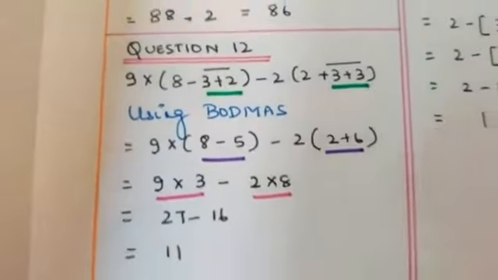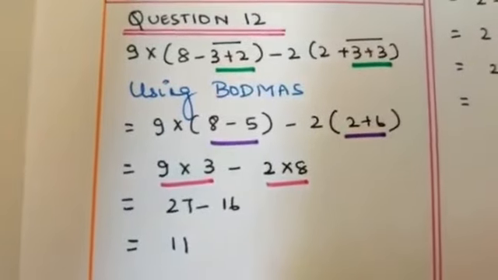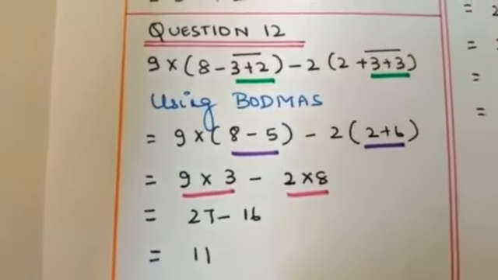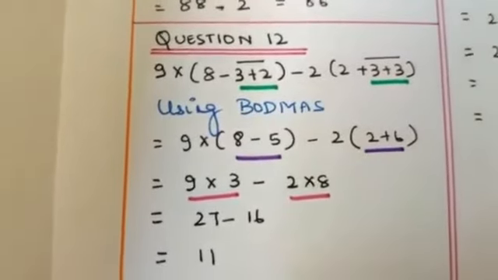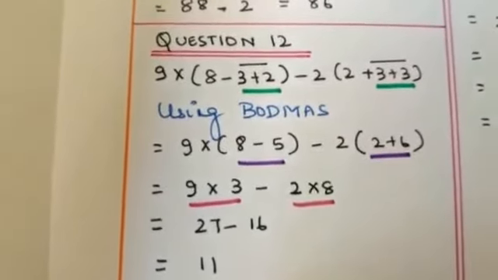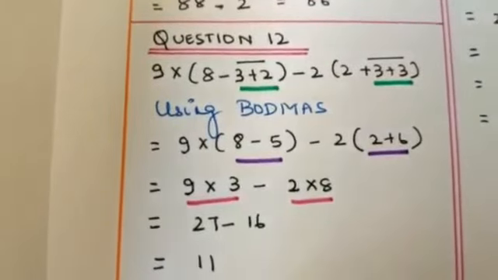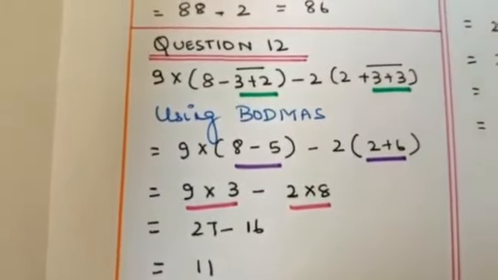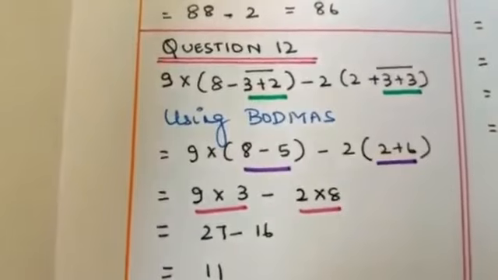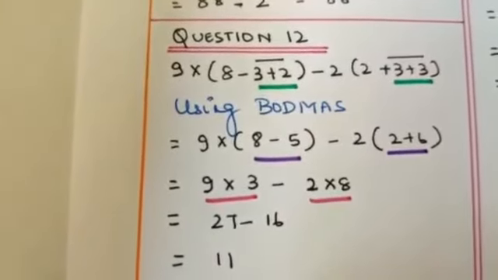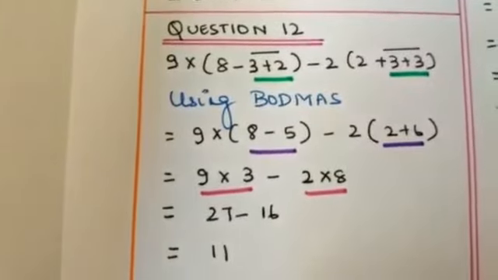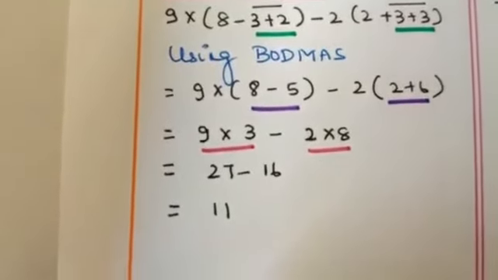Question 12 is also very simple. 8 into, you have two simple brackets, 8 minus 3 plus 2 minus 2 into 2 plus 3 plus 3. So we will solve whatever is there in the simple bracket first, which gives you 9 into 8 minus 5 minus 2 into 2 plus 6. So 8 minus 5 is nothing but 3. So 9 into 3 minus 2 into 8. We solve 9 into 3 is 27. 2 into 8 is 16. So 27 minus 16 is 11.